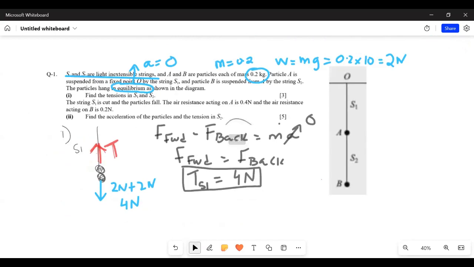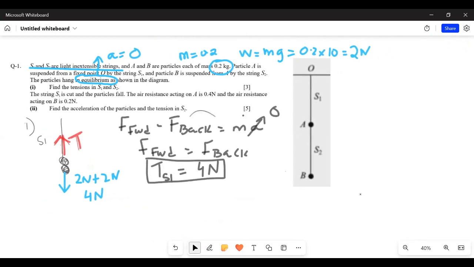Any questions here? You have to do forward force equals backward force. One of the forces is going to be tension. Tension always points away from the mass, so it's pointing upwards. Weight is always pointing towards the gravitational pull, so that's downwards. S1 is actually carrying two weights, A as well as B. So that's why the downward force is 4 newtons and not just 2 newtons.